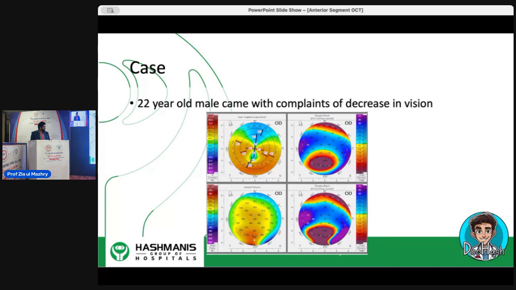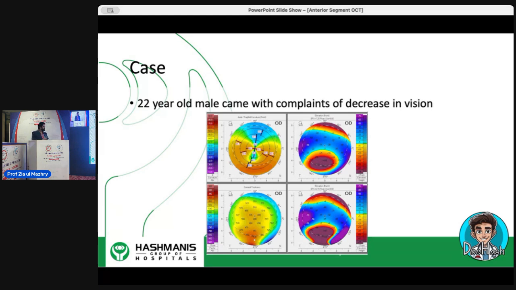अच्छा, this is a fairly refractive case, but this is a 22-year-old male with complaints of decrease in vision. So this is a very classical case. अगर कोई topography देखता है, तो they can say that this is the butterfly shape and this is pellucid marginal degeneration. But pellucid marginal degeneration में मसला ये है कि it is a pathology of the periphery.